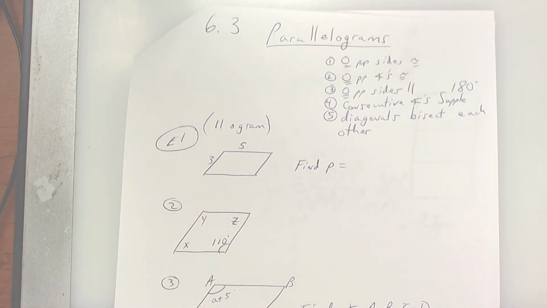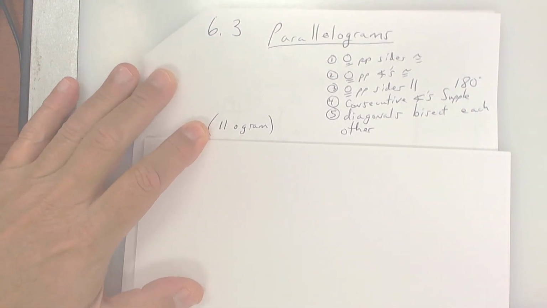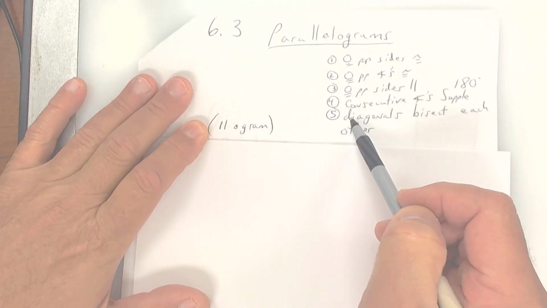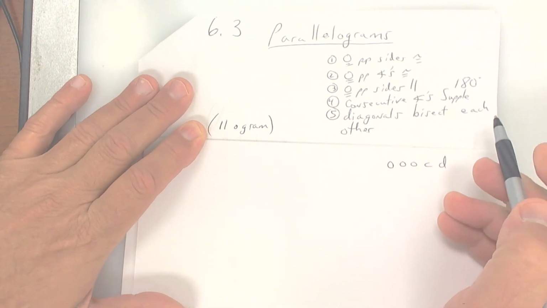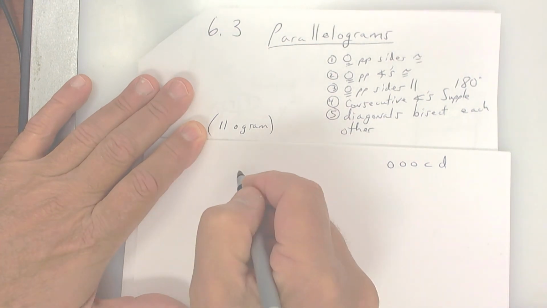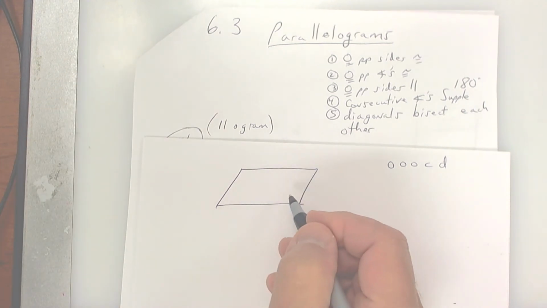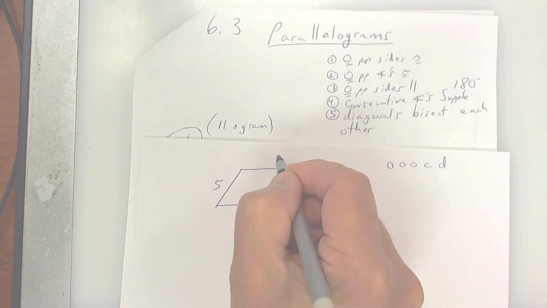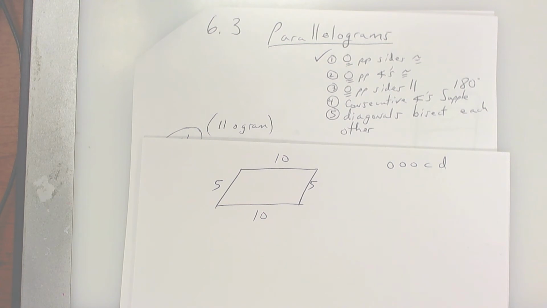Put away your bell work. All right, so a parallelogram, and I abbreviate it like this, has 5 properties. OOOCD, and that's how you're going to memorize it. OOOCD. Okay, so let's talk about these. Draw this parallelogram. And by the way, a rectangle is a parallelogram, but we're going to use this one. Opposite sides are congruent. So this side is equal to that side, and this side is equal to that side. That's number 1. Check.